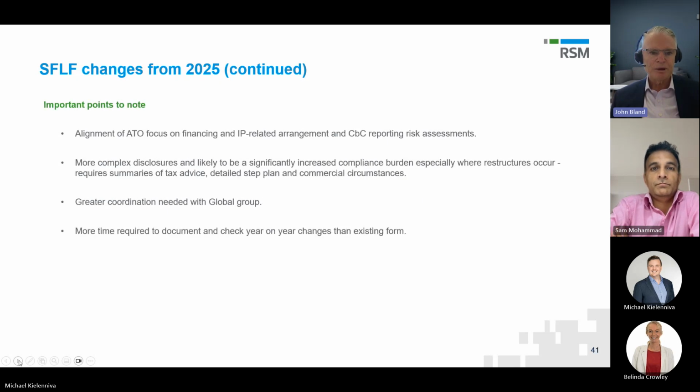Thank you. The probably important points to note are that there is an ATO focus on financing and IP issues, which you may be familiar with. This is going to be embedded into this new CBC reporting format. More complex disclosures, particularly for restructures. If you're familiar with step plans and restructures, each step of the plan will need to have questions answered around it and specific information provided for each step, as well as attaching a copy of the actual step plan to the local file when it's lodged. So it could be a major increase in compliance, depending on what's going on for you, but it's going to start from 1 January 2025.